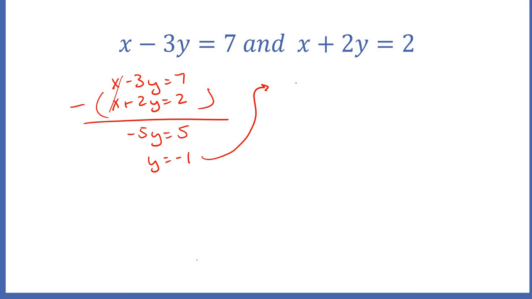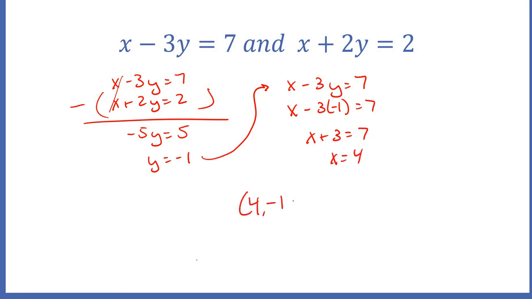I'm going to put that back into my top equation. Again, it doesn't matter which one I pick. So x plus 3 equals 7 and x equals 4. So 4, negative 1 is my solution.